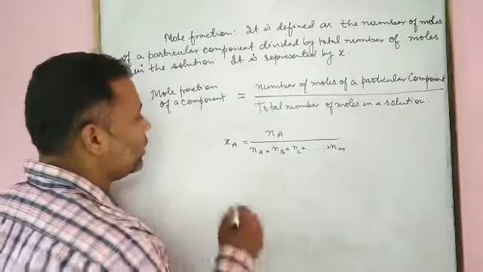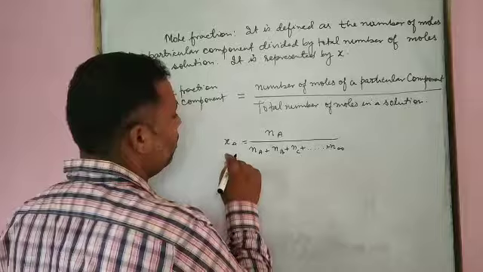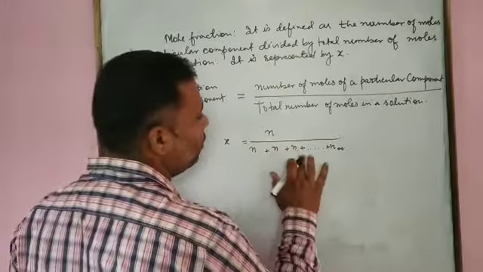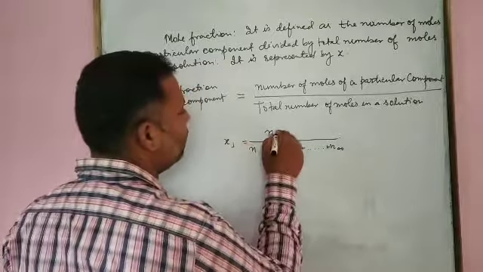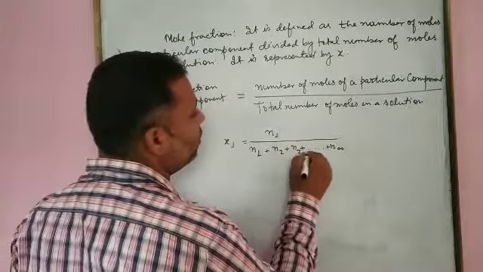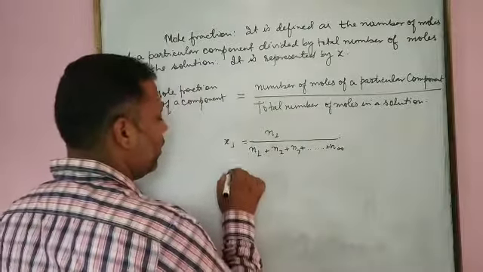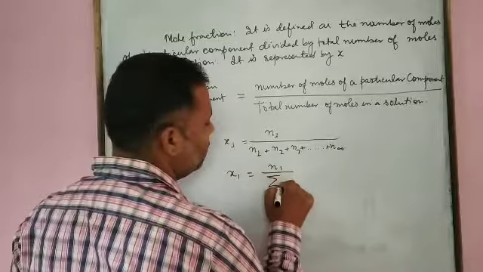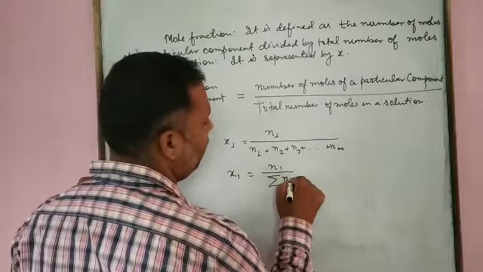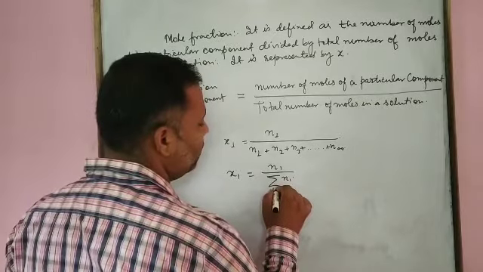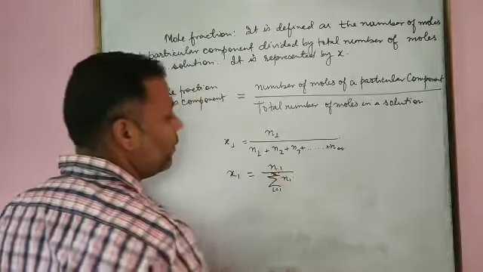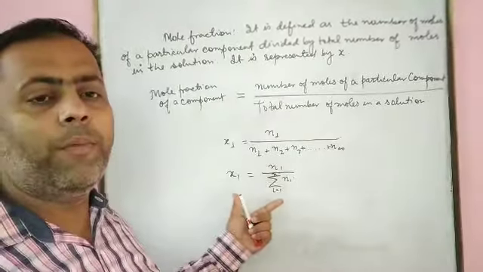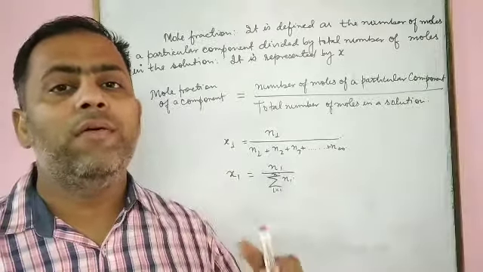It can also be represented as, if we write 1, 2, 3 and so on up to infinite, then x1 equals n1 divided by the summation of Ni, where i varies from 1 to n. This is the expression of the mole fraction of a component in a mixture which contains more than one component.